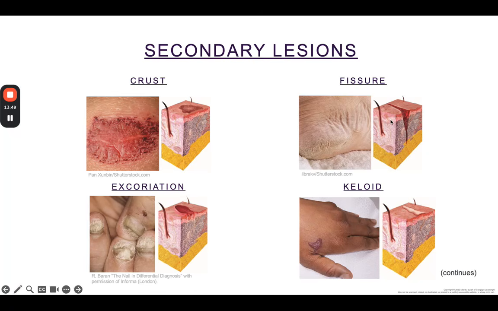Next, we have a fissure. If you take a look at this example of a fissure, you can see that it actually affects the epidermis all the way down to the dermis and even possibly to the hypodermis. So a fissure is basically a crack in the skin. It penetrates down to the dermis. Examples are chapped or cracked hands, chapped or cracked lips, chapped or cracked feet. Okay, so that's what a fissure is.